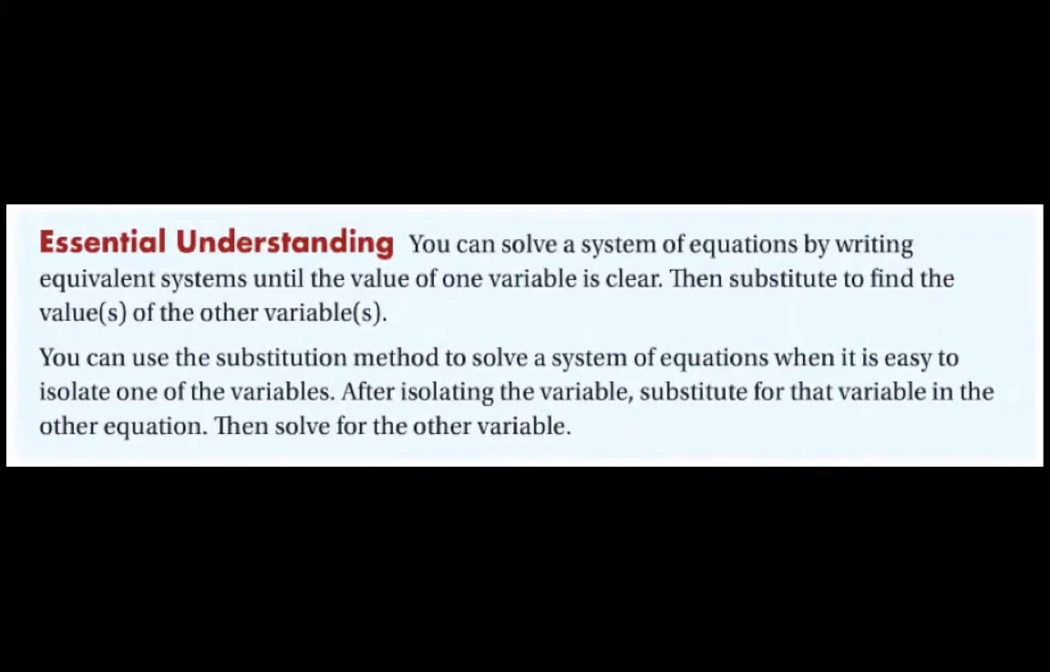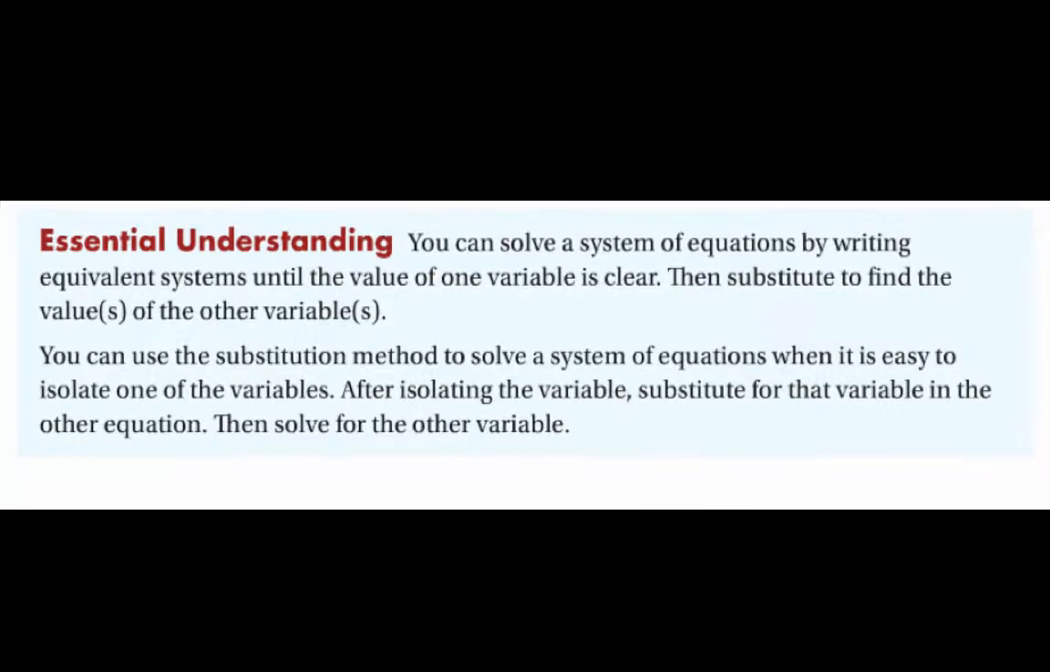Okay, so we can solve a system of equations by writing equivalent systems until the value of one variable is clear. Remember, we can obtain equivalent systems or equivalent equations by using our properties of equality. Then we substitute to find the value or values of the other variable or variables. You can use the substitution method to solve a system of equations when it is easy to isolate one of the variables. After isolating the variable, substitute for that variable in the other equation, then solve for the other variable.